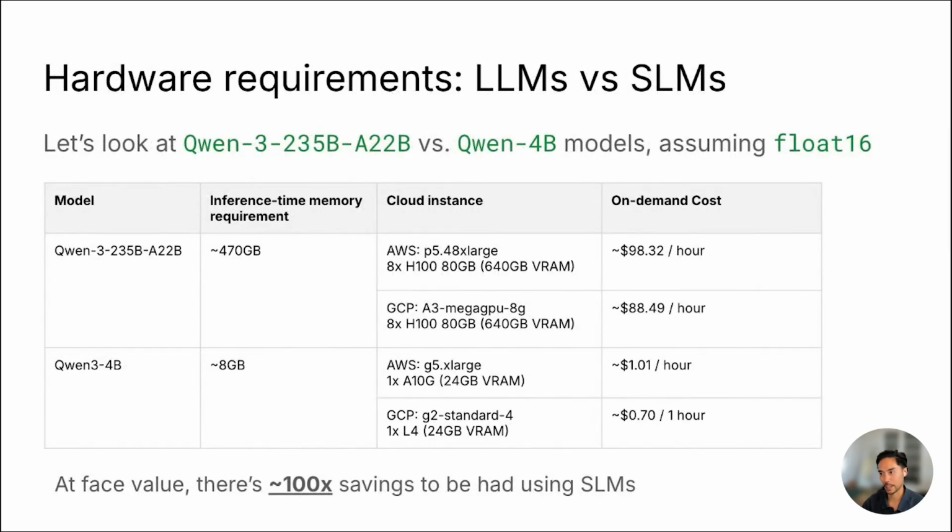To give you a sense of that economical point, if you just look at the Qwen 3 family of models, you have the largest one at 235 billion parameters, and one of the smaller ones, the 4 billion parameter model. If you look at their inference time memory requirements, you'll roughly need 470 gigs for the large model and 8 gigs for the small model, plus some padding for when you actually do inference, so you have the input tensors and the activations and so on. And this translates to, if we just look at some cloud instances from AWS and GCP, roughly a 100x savings if you were to just luck out.